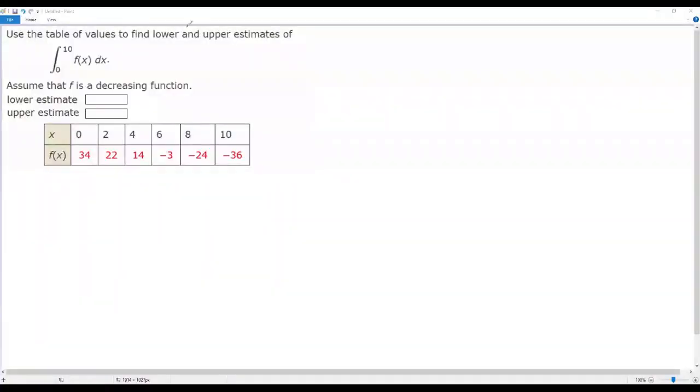Here we have an AP Calculus AB problem. Let's go with the information. Use the table of values to find lower and upper estimates of the integral from 0 to 10 of f of x dx. Assume that f is a decreasing function.